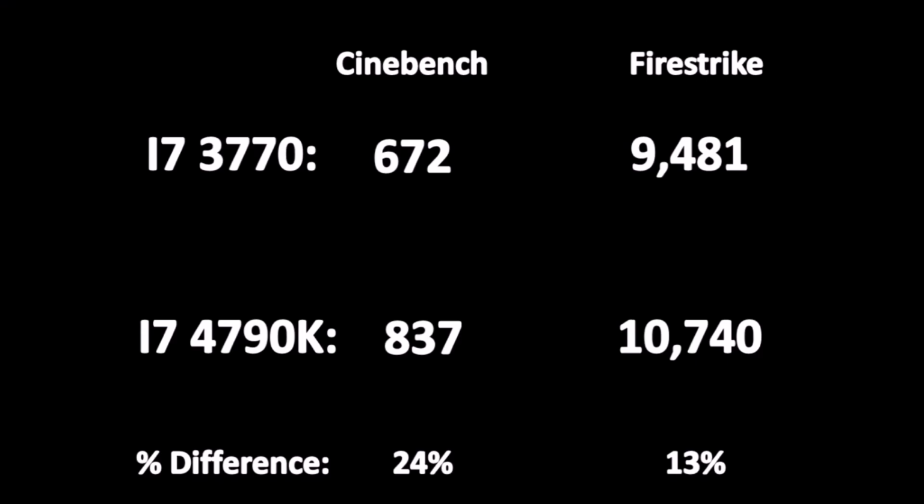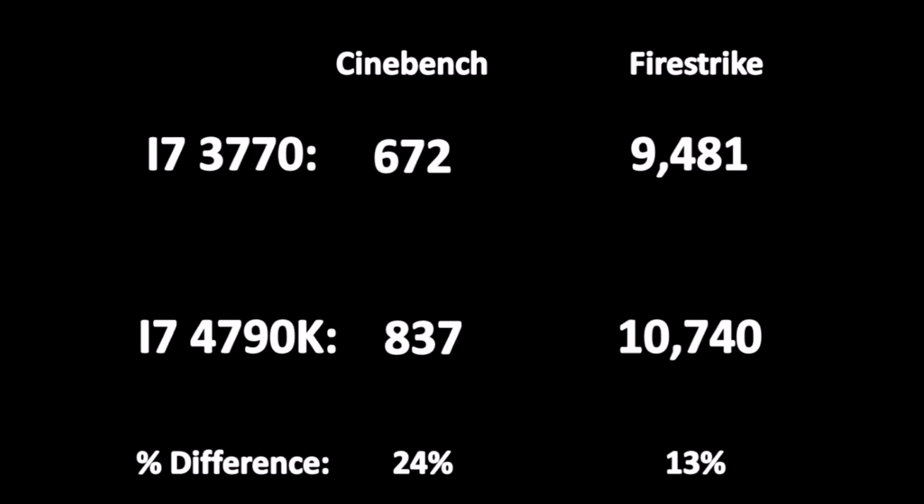Alright, so I've got a little graph here showing the final scores of our two CPUs. In the Cinebench runs, there was a 24% increase between the 4790K and the 3770, with the 4790K coming out on top. And again with Firestrike, we had the 4790K coming out on top by nearly half the percentage, by about 13%. So as you can see, depending on which benchmark you use, it can actually be a pretty big increase or not that big of one.